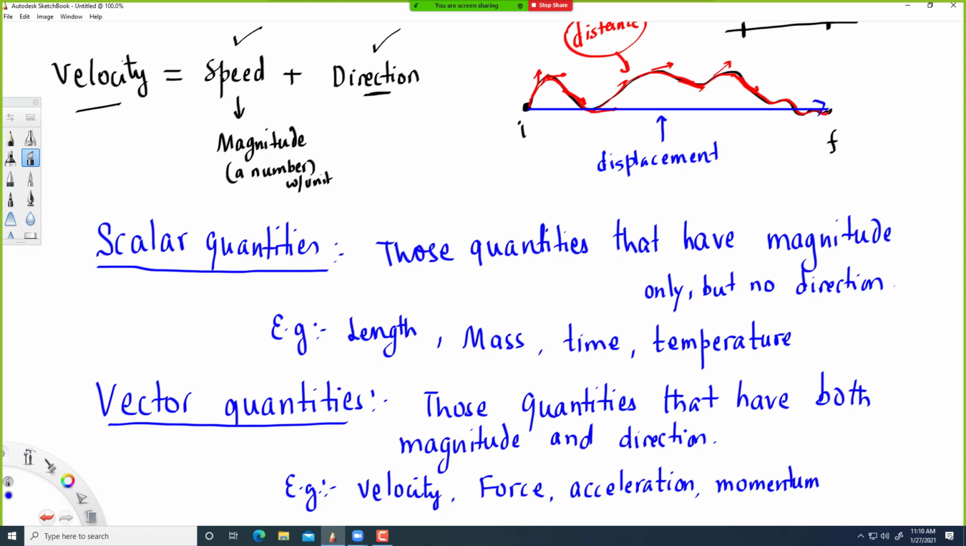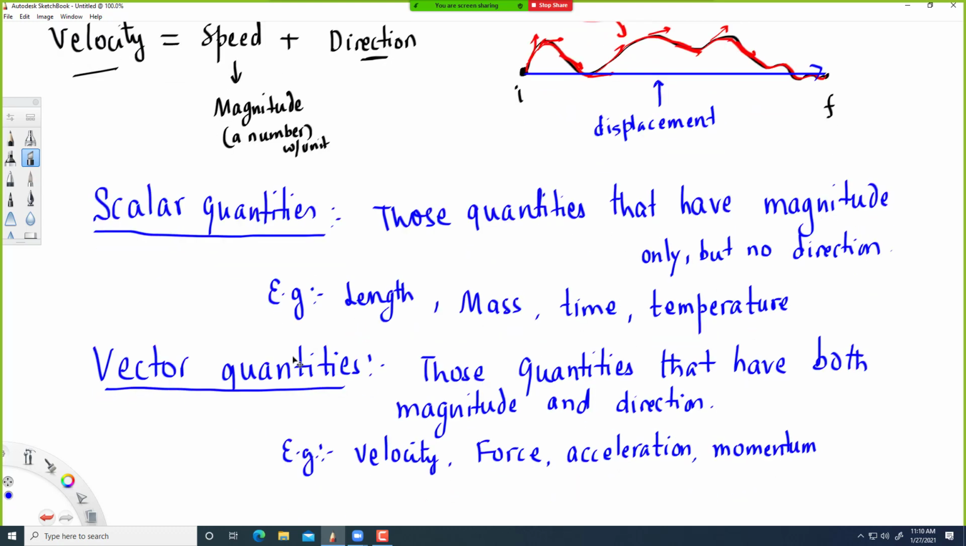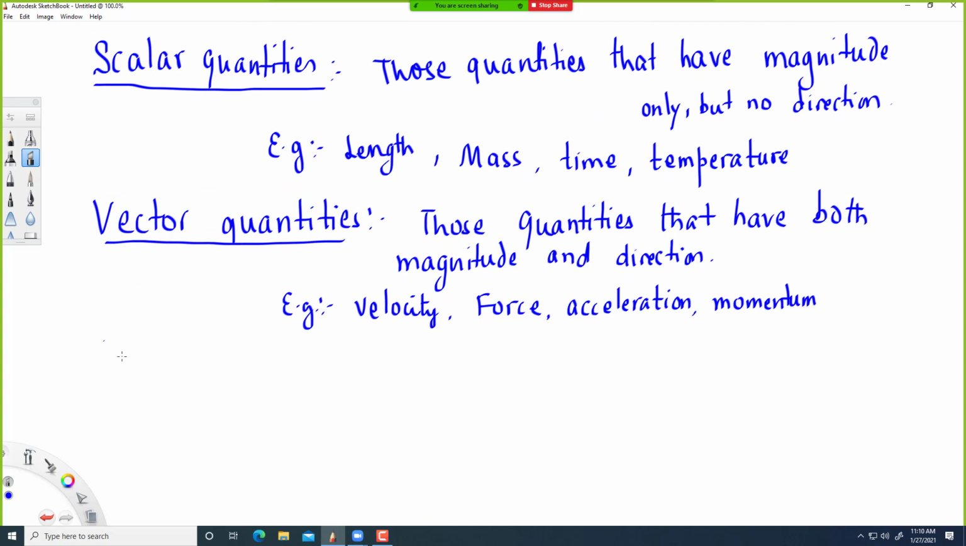So when we deal with scalars, you can just use basic addition and subtraction to add or subtract scalar quantities. For example, if you want to add 2 meters to 3 meters, you can just add using basic math, it's 5 meters. Likewise, if you want to add 1 kilogram and 3 kilogram, you can add using basic rule, basic algebra for kilogram.